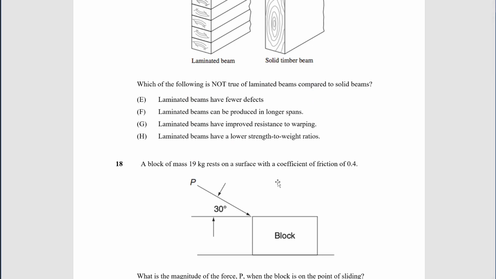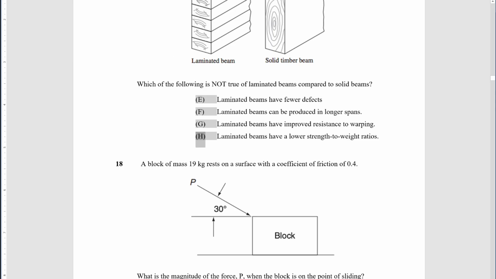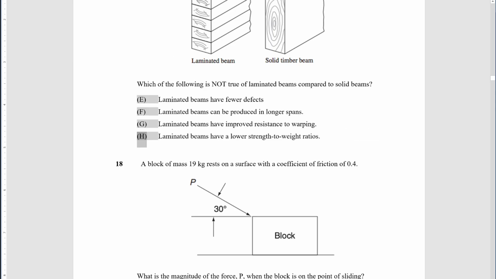I put that in capitals to make it clear, but laminated beams have fewer defects. They can be produced in longer spans. They have improved resistance to warping. I think that's fair. They have lower strength to weight ratios. So H is, and I think at the time students had pointed out that I had not reset the lettering, so that should fit better now. So the answer is actually D.